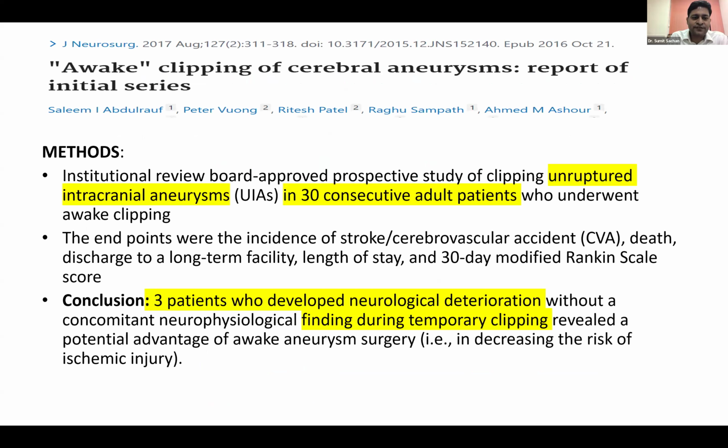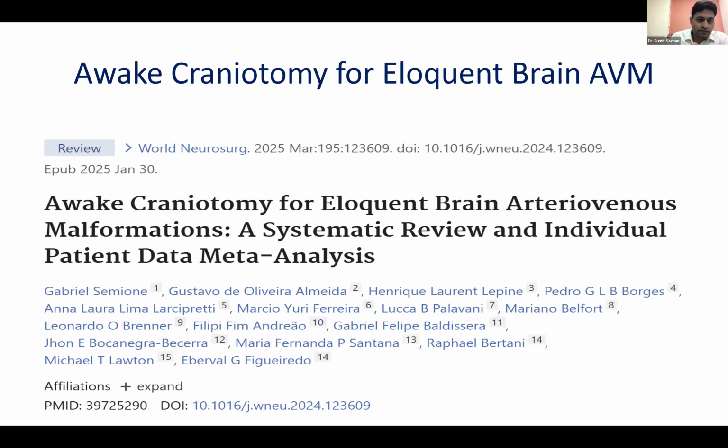It has been performed in cases of aneurysm surgeries. The author Salim Abdullah, in his article, took almost 30 consecutive adult patients with unruptured intracranial aneurysms, and he found that out of these 30 patients, 3 developed neurological deterioration at the time of temporary clipping. So he emphasizes that yes, in awake craniotomies during temporary clipping there is a risk of ischemic injuries, which can easily be detected if your patient is in an awake position.